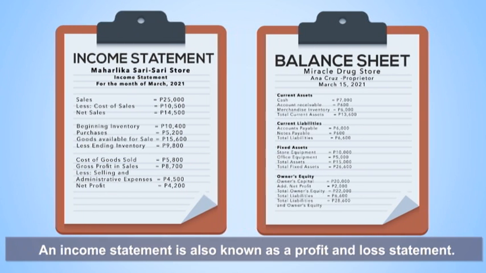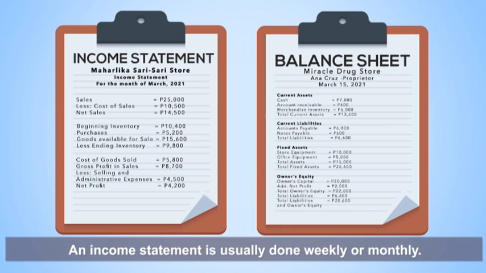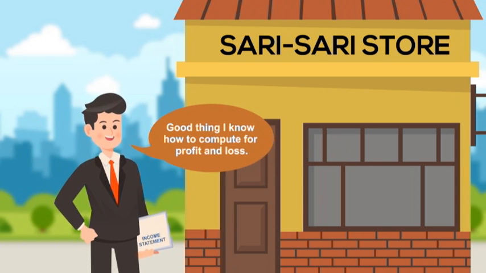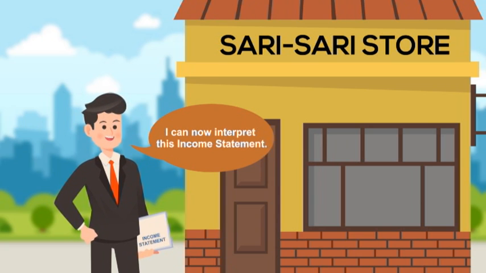In contrast to a balance sheet that records the daily status of a business, an income statement is usually done weekly or monthly. This income statement report is very important. It shows the amount of sales, cost of goods or services sold, the expenses incurred in the running or operation of business, and the profits earned for a given period. To prepare an income statement, one must learn how to compute profit and loss. You learned this in Lesson 1.